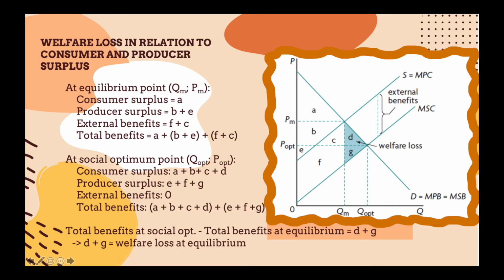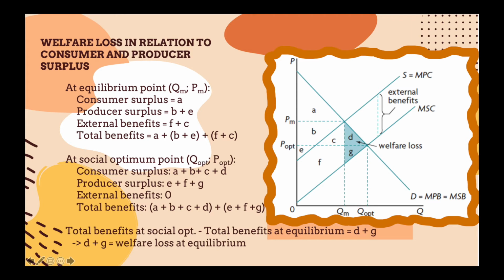At QM and PM, however, things are a little different. Consumer surplus is still found the normal way, but just with the new triangle with the new line. So in this scenario, it would just be A. Whereas producer surplus, same thing, it would be B and E. Although the numbers have changed, how it's fundamentally calculated remains the same. Since we're at the QM and PM now, there is external benefits, in this case F and C.